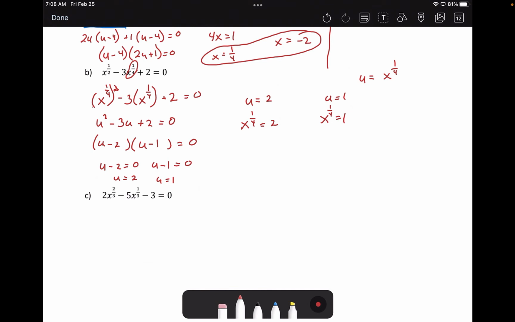Now to isolate the x, we will raise both sides to the 4th power. And we get x equals 2 to the 4th power, which is 16. And then on the right equation, again, we'll raise both sides to the 4th power. And we get x equals 1.